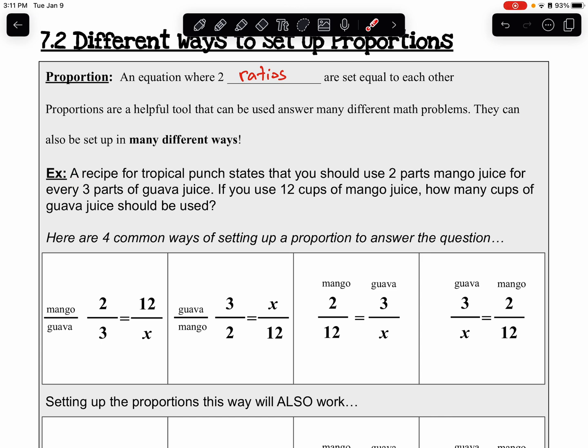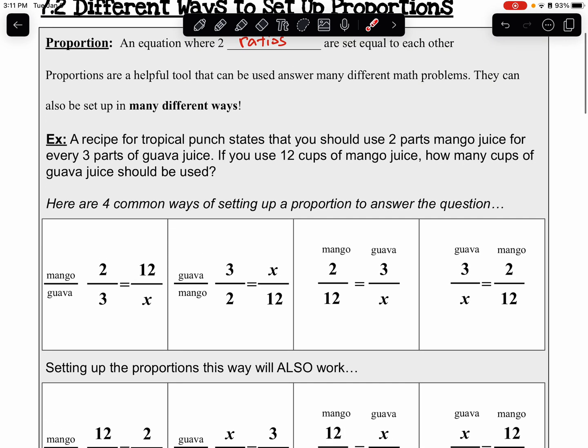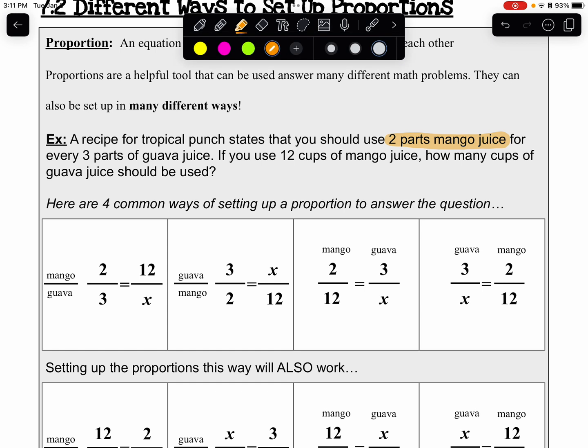There's an example up top of a couple different proportions that will work for this word problem. So let's read the word problem. We've got a recipe for tropical punch that states you can use 2 parts mango juice for every 3 parts of guava juice. If you use 12 cups of mango juice, how many cups of guava juice should be used?